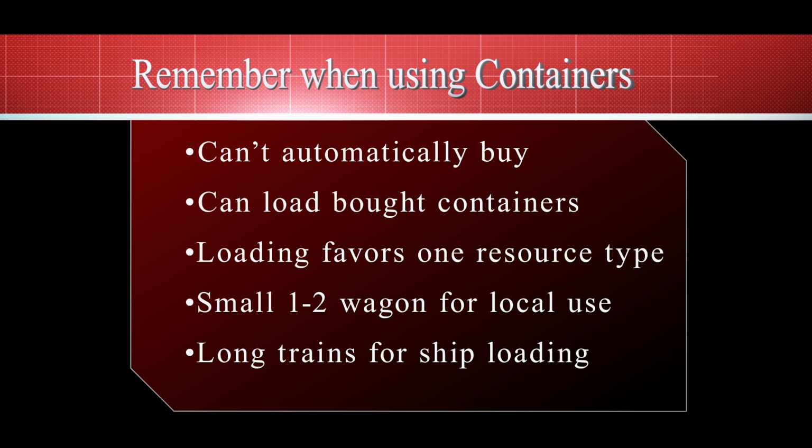Some extra things to remember when using containers. You cannot have trucks, trains, or ship automatically buy containers. You can load containers you bought manually on the custom house with a truck and train as long as the destination can accept containers. If you try to send them, for example, to a depot, they will not pick them up. Trains picking up containers will always prioritize one resource type if multiple are available. And generally, it's much better to have a smaller 1 or 2 wagon train bringing in a single type of resources for local use and unload them in a container storage, while larger multi-wagon trains are better to load ships or doing bulk exports in the border.